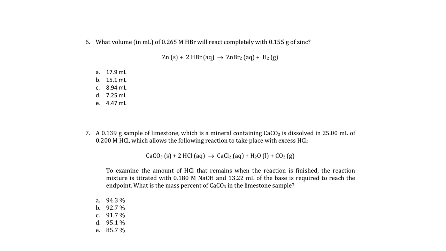All right, number 6. What volume in milliliters of HBr will completely react with 1.55 grams of zinc, according to this reaction here? So let's start with what we're looking for. Number of milliliters of HBr will be equal to 0.155 grams of zinc. I've got to go to moles. So zinc is 65.38 grams per mole.